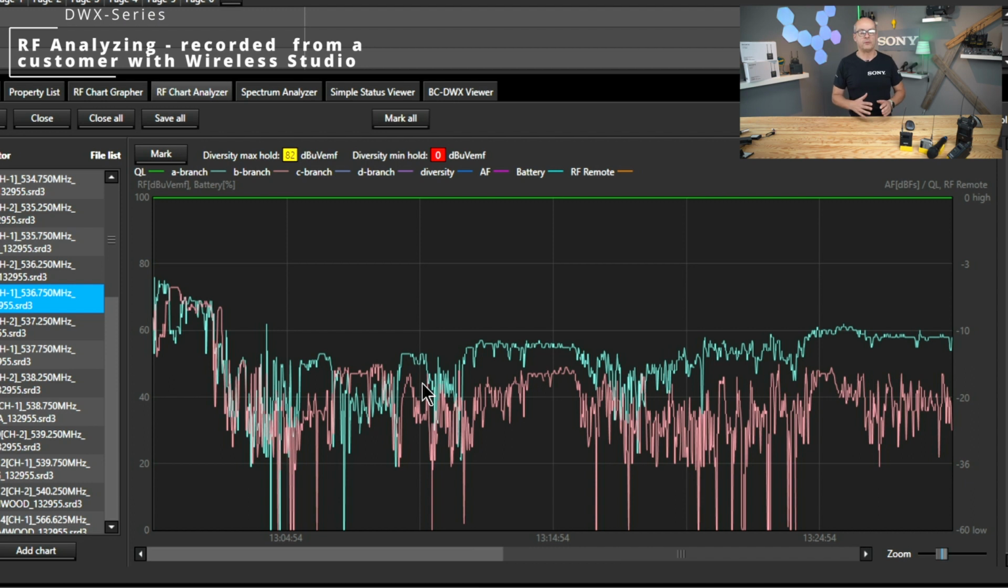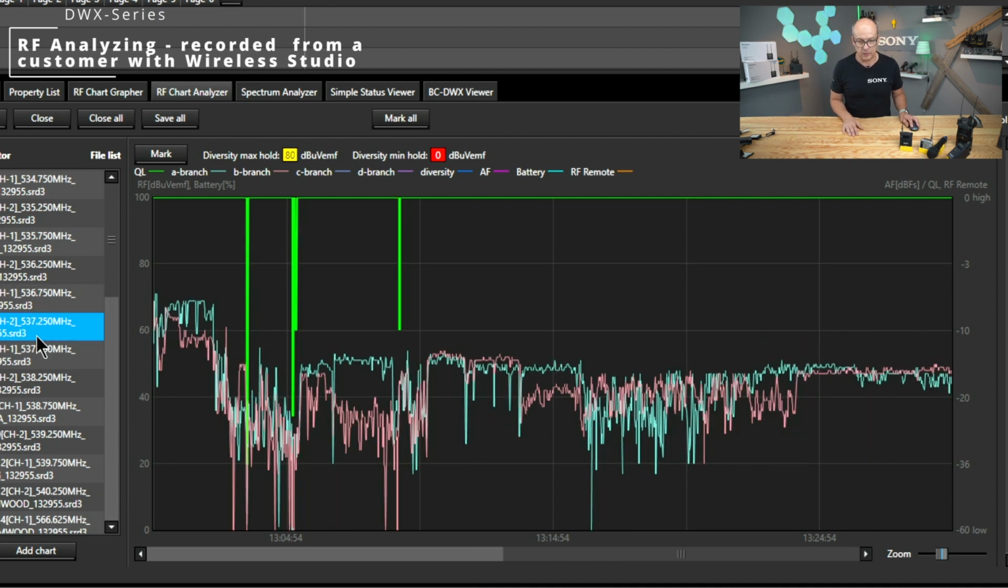I don't know the show, I don't know the stage, I don't know the setup, I don't know the antenna position, I don't know the gain structure, I have no idea. I just have these RF recordings, that's all I have. But again, most of the time the antenna level is under 50 dB, so very, very low. Whatever happens, I don't know. And I don't know why.